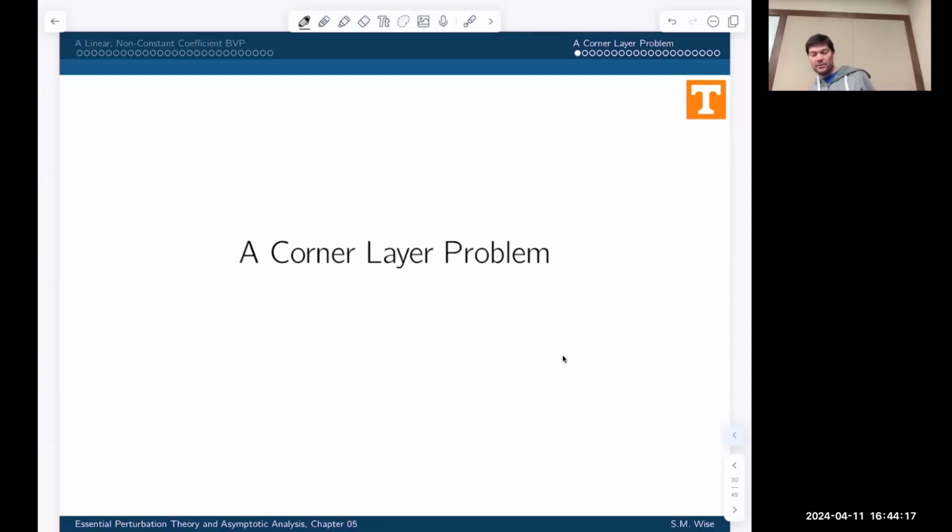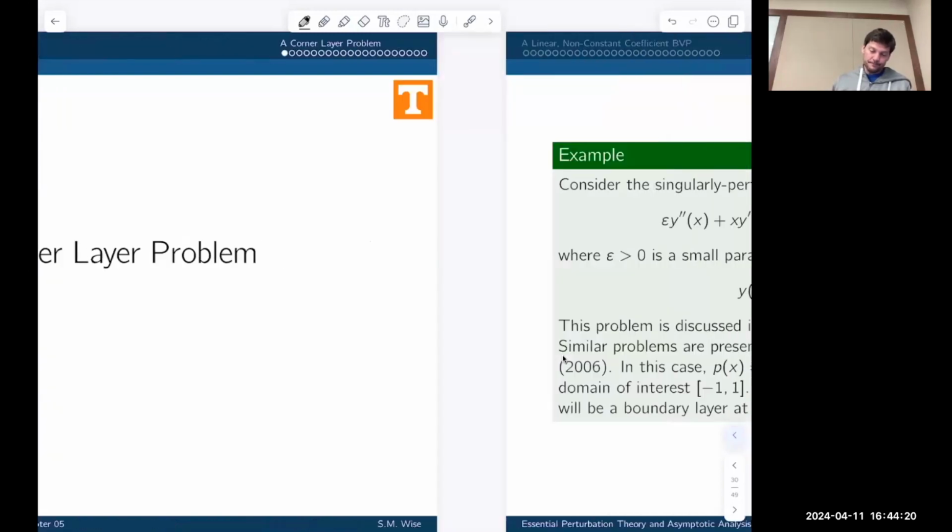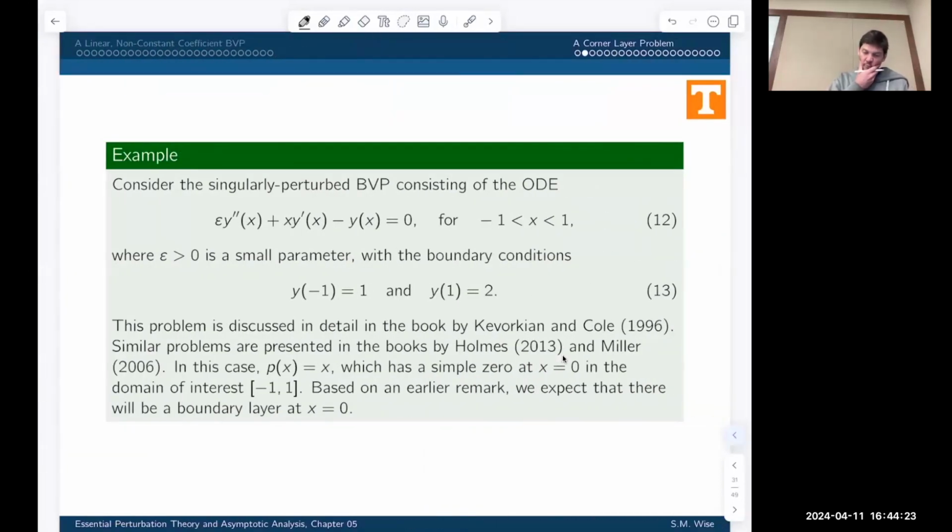All right, so let's get into this corner layer problem because it is very cool. What do I mean by a corner layer? Well, we'll get there. But let's start by looking at this ODE. Let me point out some differences from problems that we've solved previously. First of all, our domain is a bit different. Normally we're operating from 0 to 1. I just want to show you that you don't have to operate from 0 to 1, no big deal. Here we're going to operate from -1 to 1.